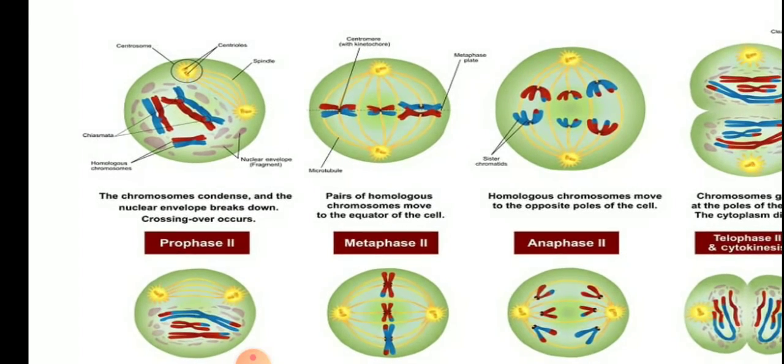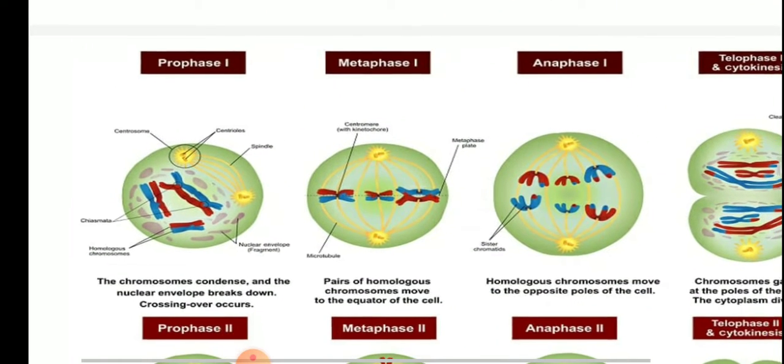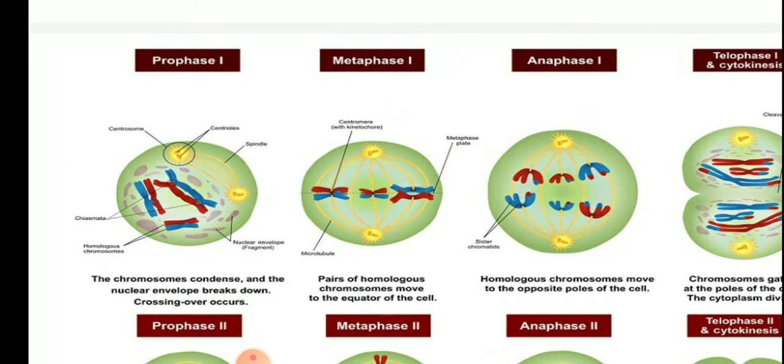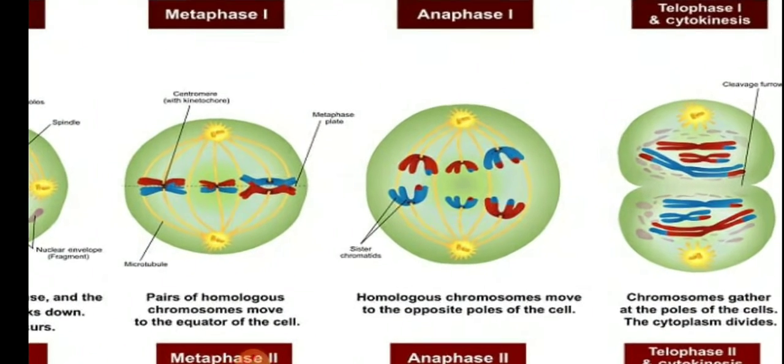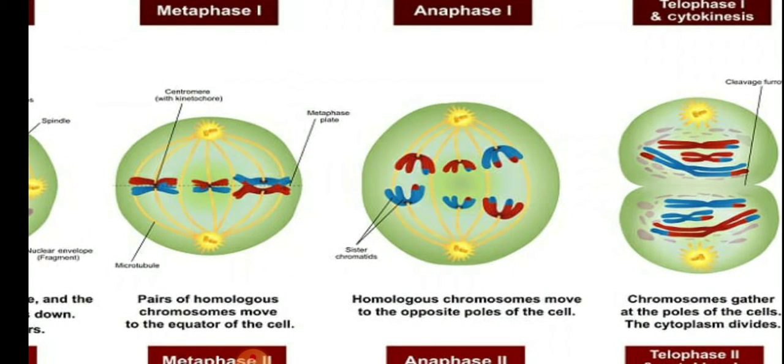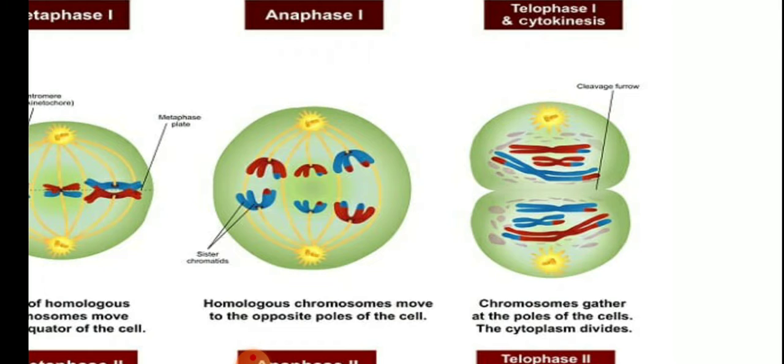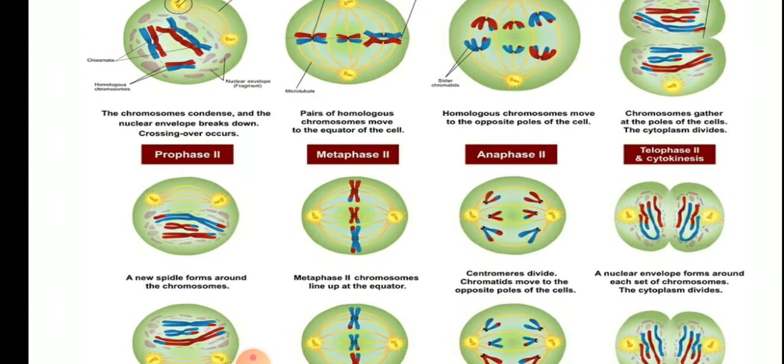So if you see this picture, you will understand the various events happening in meiosis of the pollen mother cells. In prophase 1, the chromosomes condense and the nuclear envelope breaks down. Crossing over occurs. In metaphase 1, the pairs of homologous chromosomes move to the equator of the cell. In anaphase 1, the homologous chromosomes move to the opposite poles of the cell. In telophase 1, the chromosomes gather at the poles of the cells. The cytoplasm divides in successive type.